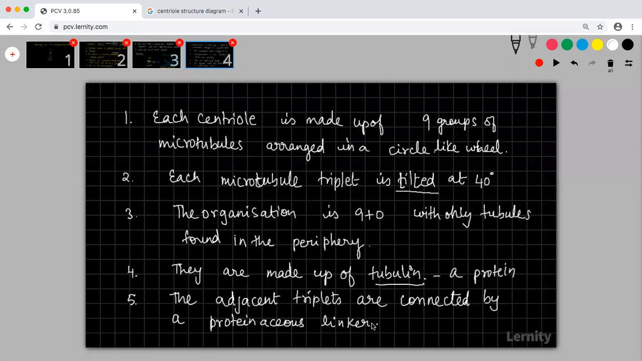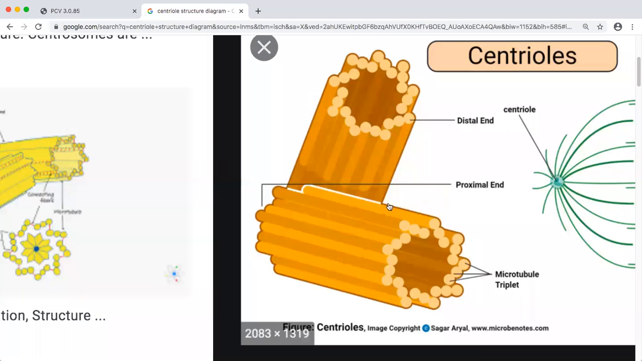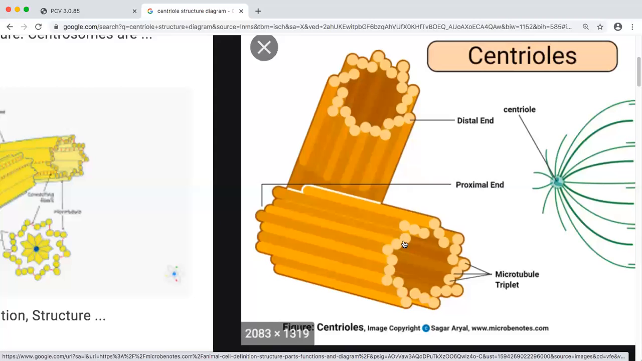Okay, so please take down this. With this point we have already studied that there are 9 groups of microtubules arranged in a circle like a wheel. Each microtubule triplet is tilted at 40 degrees. You are able to see here they are all tilted. If you take this as the base, this is a 40 degree tilt. Similarly, if this is a base, this is a 40 degree tilt. So they are tilted at 40 degrees each.